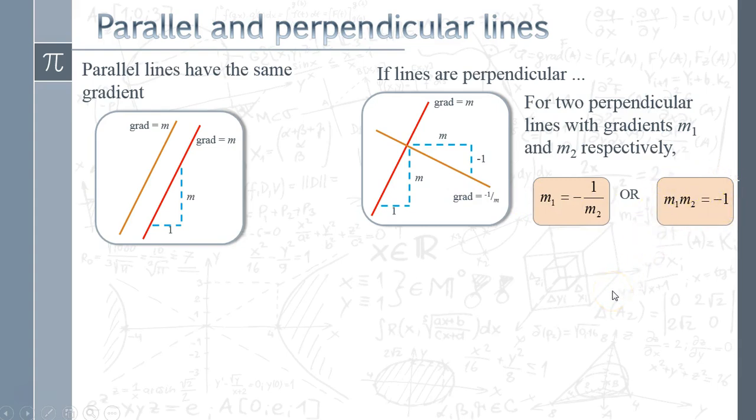Now these are ones you need to know, and in a lot of cases, if you've got to prove that two lines are perpendicular, you need to show one of those facts, and the normal one to show is just to prove that m1 m2 equals -1.